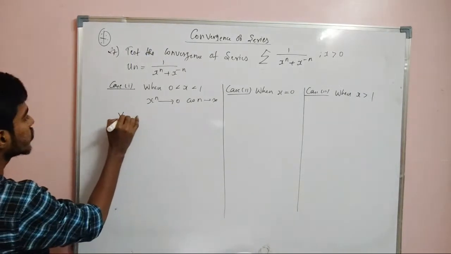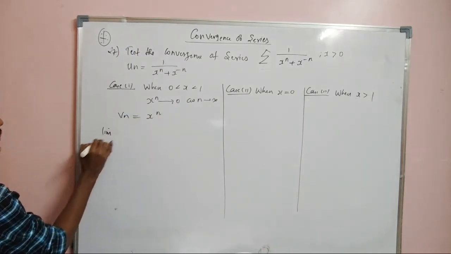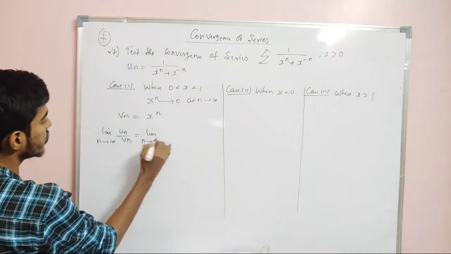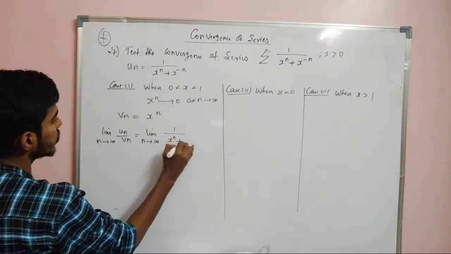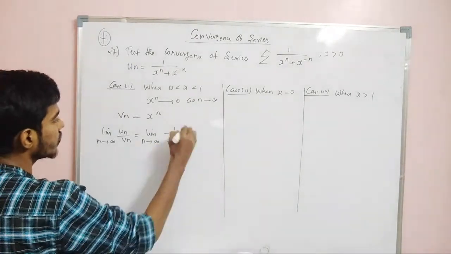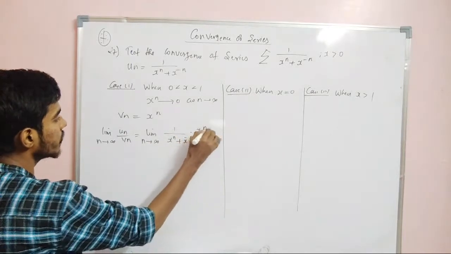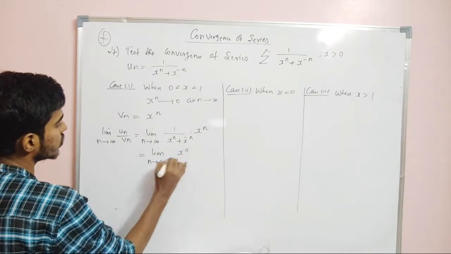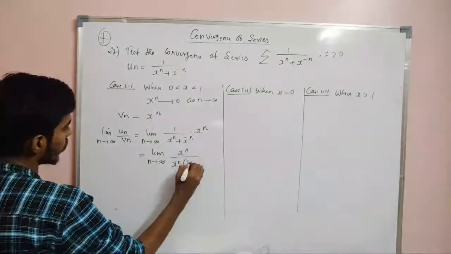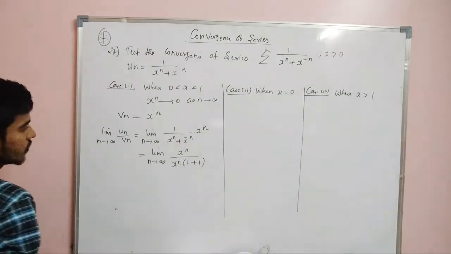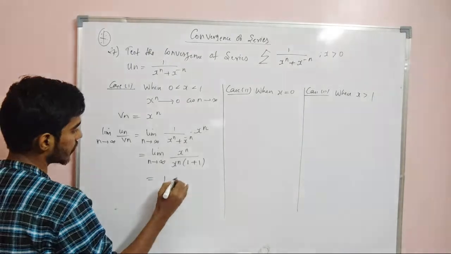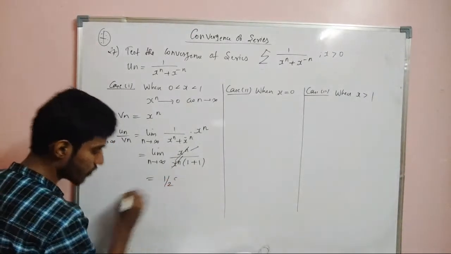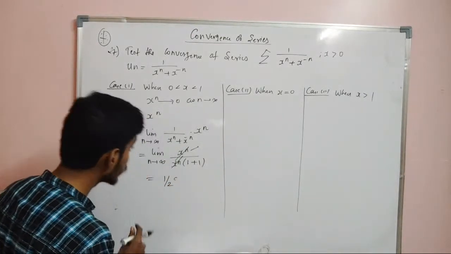Just take bn to be equal to x power n, right? Now what about the limit as n tends to infinity of un by bn? Un is 1 by x power n plus x power minus n, divided by bn. If I bring 1 by x power n to the numerator, it will be x power n. Now if I take x power n common, you will have 1 plus 1. Again this tends to 1 as n tends to infinity, because this term will get cancelled.